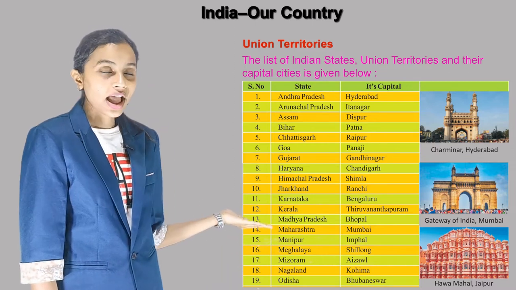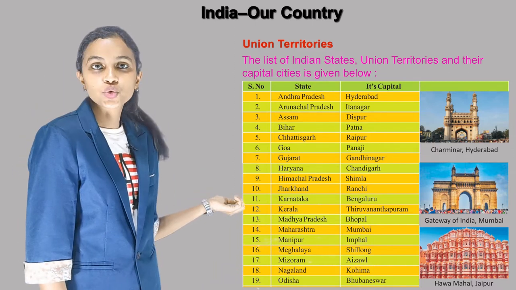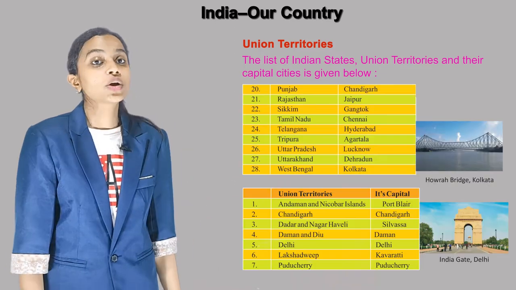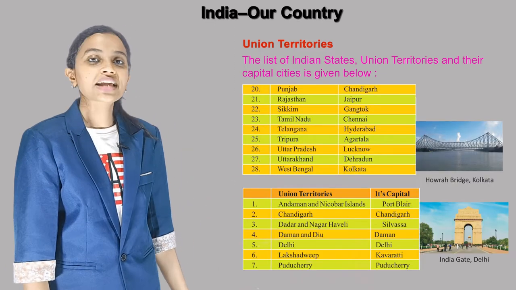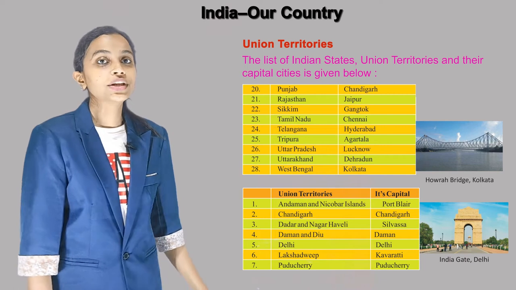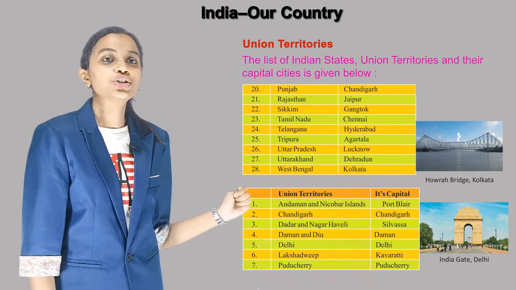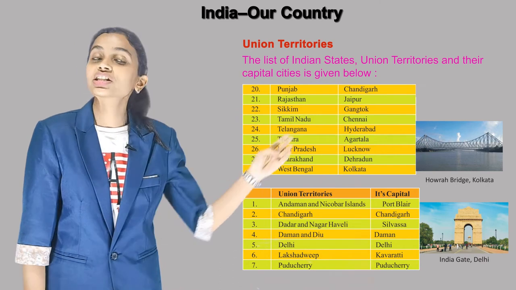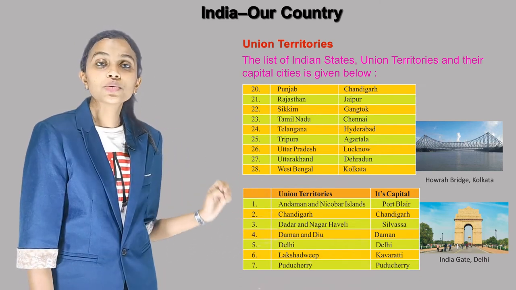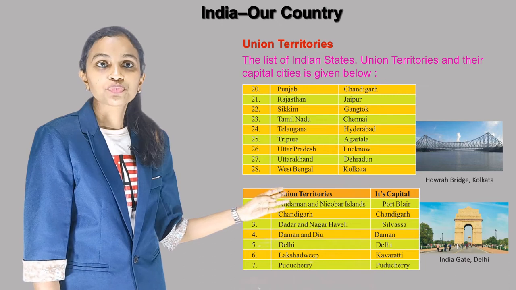19th, Orissa and capital is Bhubaneswar. Now, the 20th is Punjab and its capital is Chandigarh. 21, Rajasthan, its capital is Jaipur. 22, Sikkim, its capital Gangtok. 23, Tamil Nadu and its capital is Chennai.